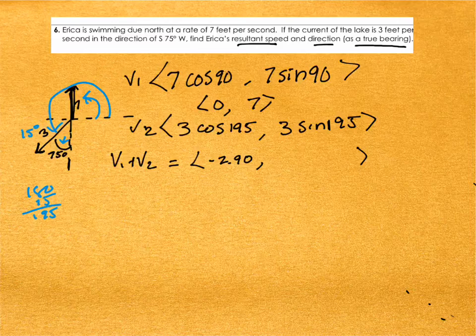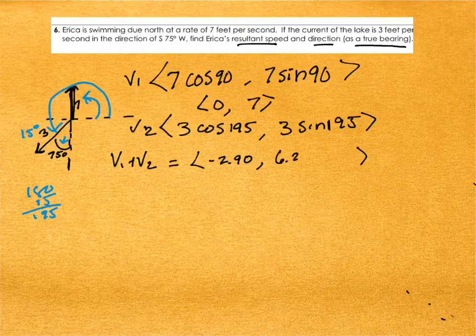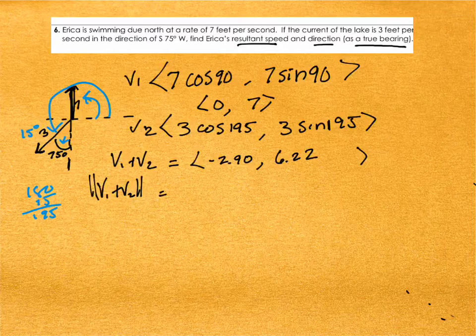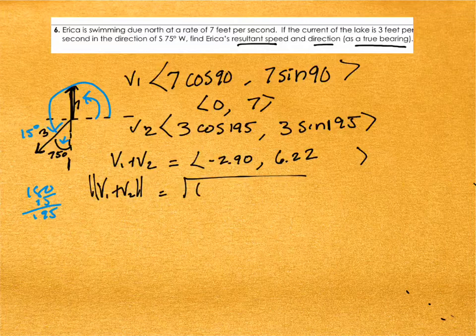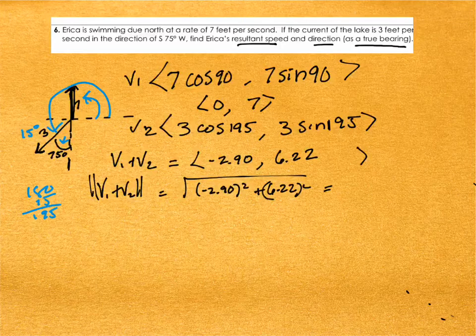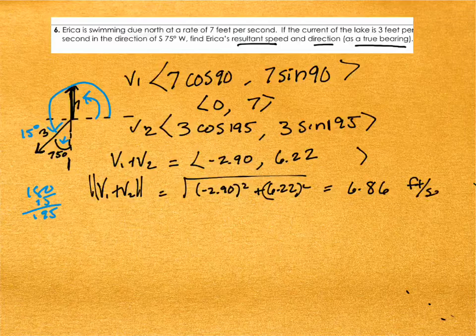Adding V1 and V2 together, you get negative 2.90 and 6.22, is what I got. And when you take the magnitude of V1 plus V2, you take negative 2.90 squared plus 6.22 squared. You know the drill. You should get 6.86. So the 6.86, and it was in feet per second.